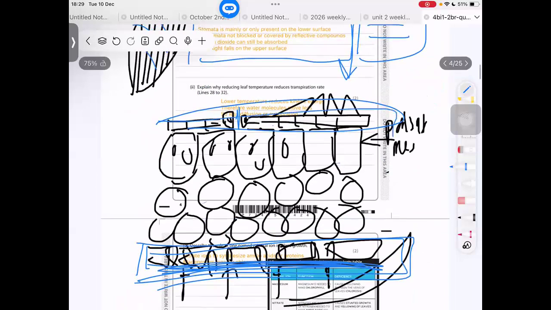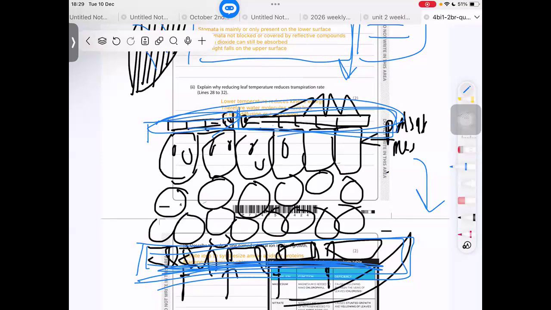By applying the reflective compounds onto the upper surface, we can at least reduce the rate of transpiration. That means not by a large amount, but by little amounts, you can reduce the rate of transpiration, right? It won't help us a lot, but yes, that would be beneficial because at least you apply it on the upper surface. Why don't you apply it on the lower surface?